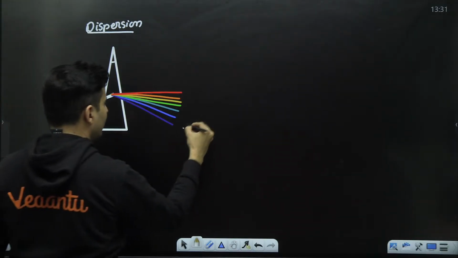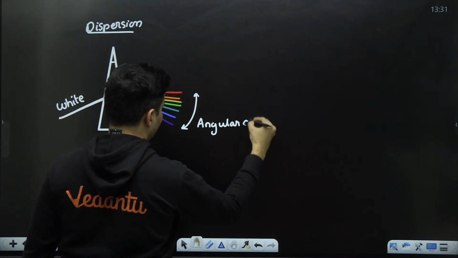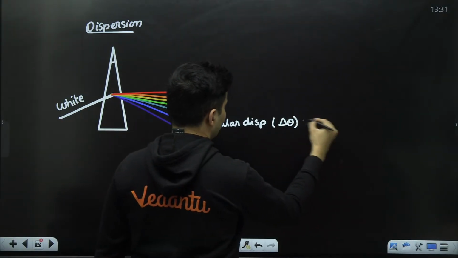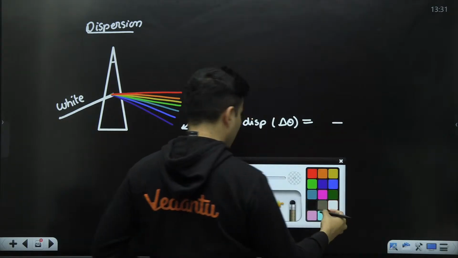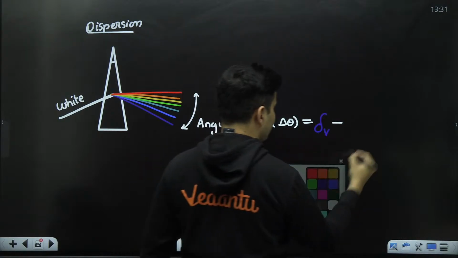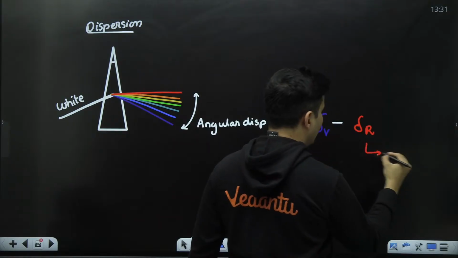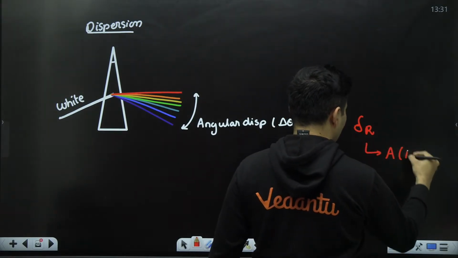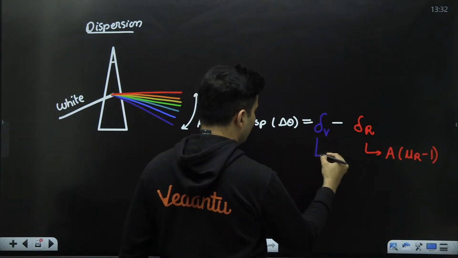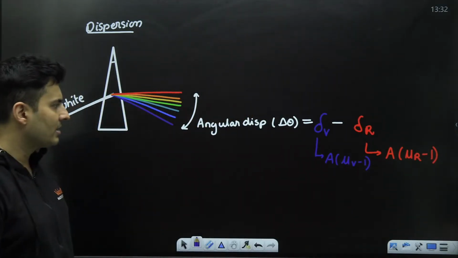This angle which is there is called angular dispersion, delta theta, which is nothing but how much violet light deviated minus how much red light deviated. If you are wondering what these are, delta R will be the angle of prism, which is the same, times the refractive index of red minus 1, and delta V will be the angle of prism, still the same, times the violet refractive index minus 1.